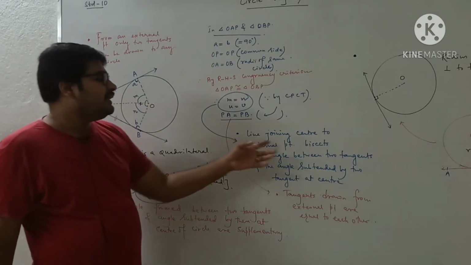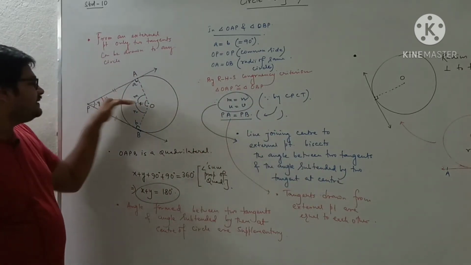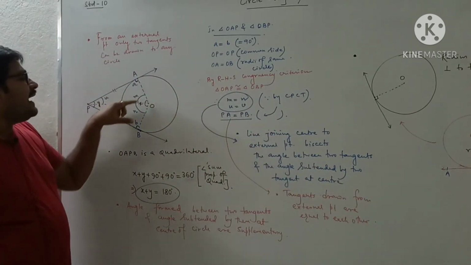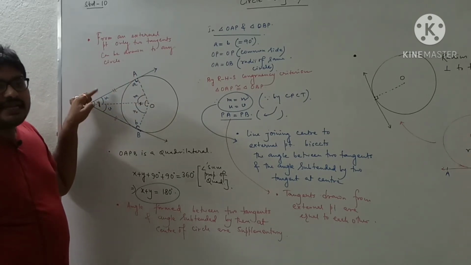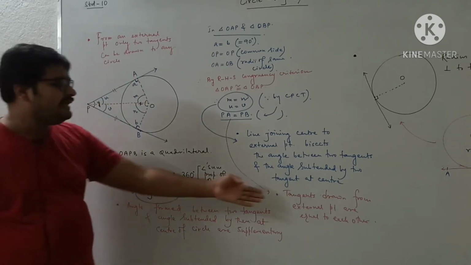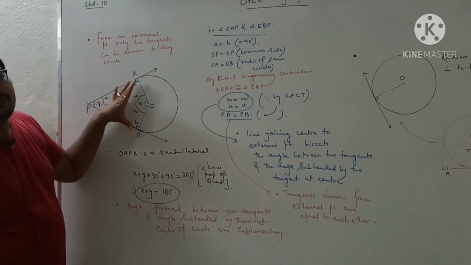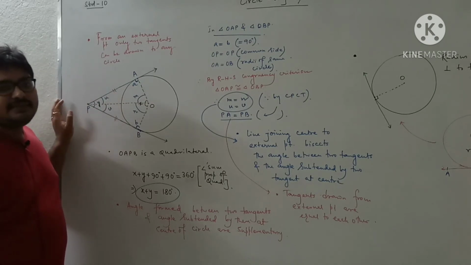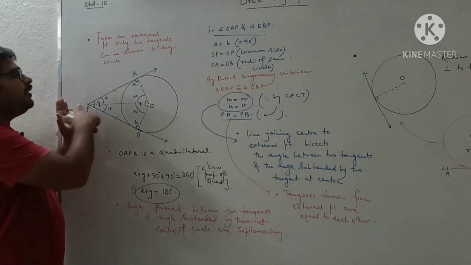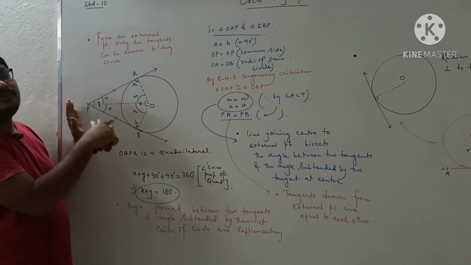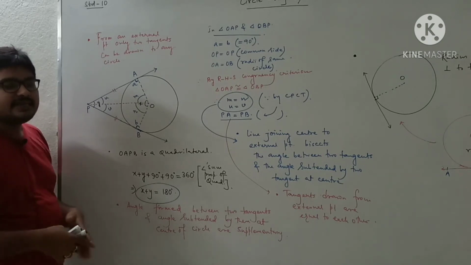Next, the line joining the center to the external point bisects the angle subtended by two tangents at the center as well as the angle between two tangents, and tangents drawn from an external point are equal to each other. So whenever from an external point you draw any two tangents to a circle, they are equal. So this particular property is one of the important properties in this circle chapter.